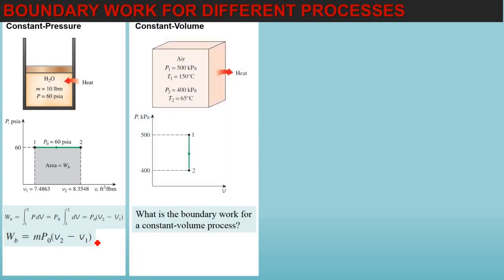Now let's take a look at constant volume processes. Here, when the volume doesn't change, the PV diagram is a vertical line from state 1 to state 2. So what is the boundary work for such a process? You can write WB, boundary work, is equal to the integration of P dV, and dV is equal to 0, so WB is equal to 0. So constant volume processes don't produce any boundary work simply because the boundary does not change.